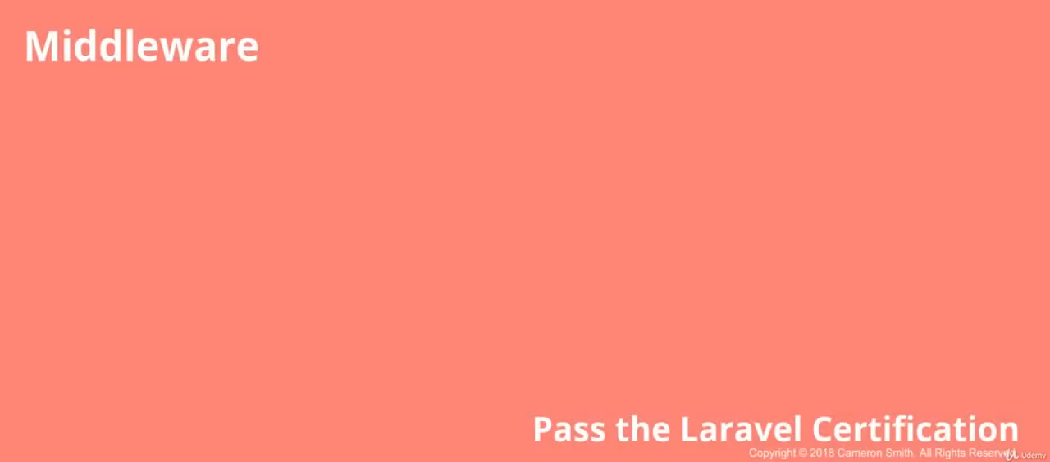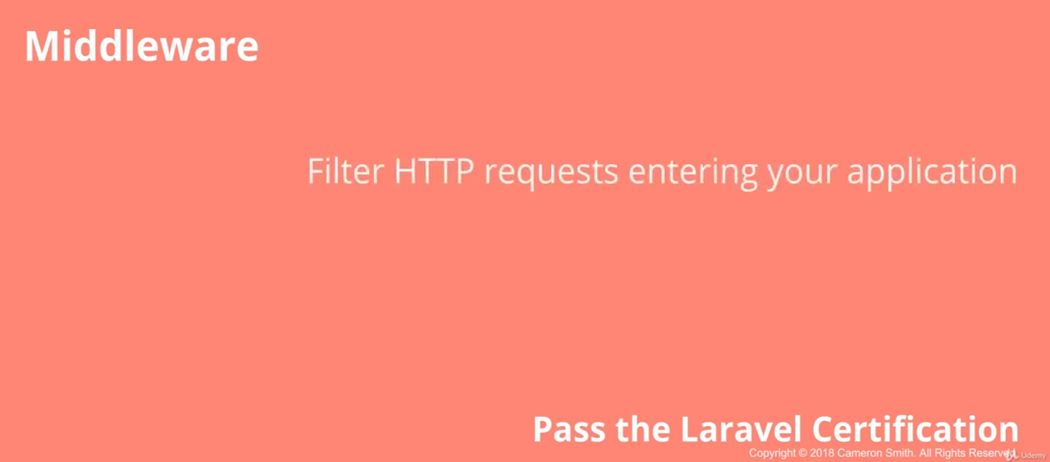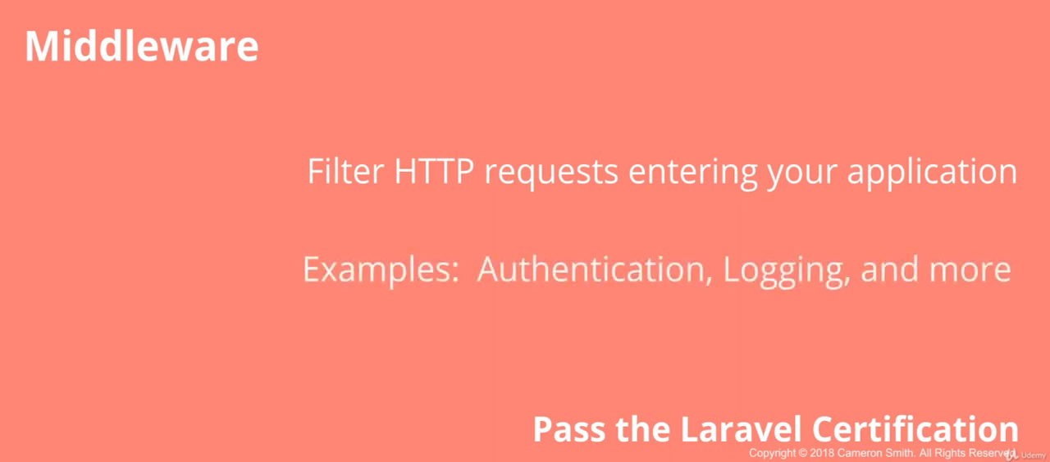Now we are going to cover middleware. Middleware is a mechanism in which we can filter HTTP requests entering your application. This can be things like making sure a user is authenticated to view a route. If not, then stop the request and redirect them. You can also do things like logging requests when they come into your application.